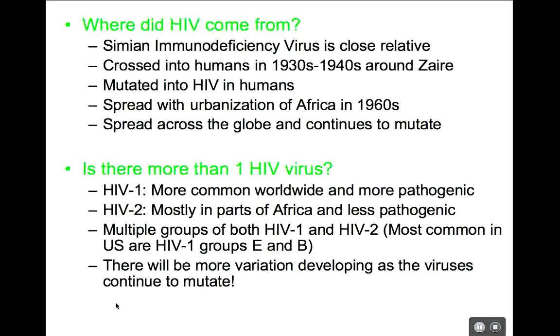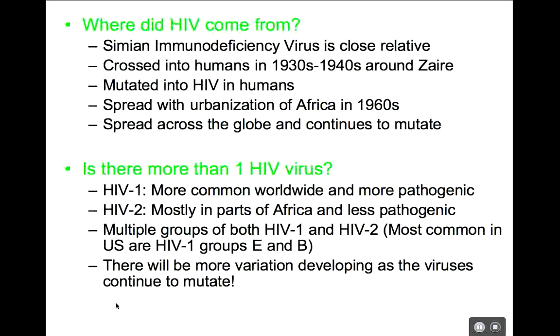Well, it turns out that HIV is very closely related to another virus, called the simian immunodeficiency virus. Simian immunodeficiency virus only infects chimpanzees, and HIV only infects humans, but they show a lot of sequence similarity. So what we think happened is that the simian immunodeficiency virus crossed into humans somewhere in the 1930s and 1940s, probably around Zaire. That could have happened through blood contact with a chimpanzee, butchering or skinning the animal, something like that could have easily transmitted the virus from the animal into a human.